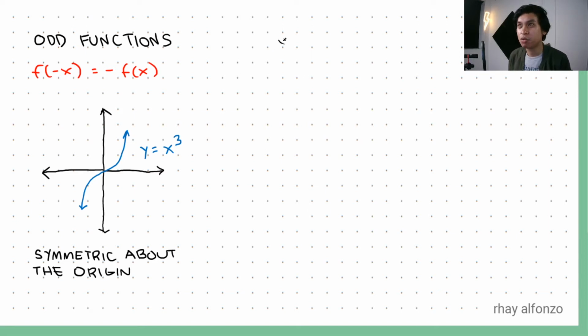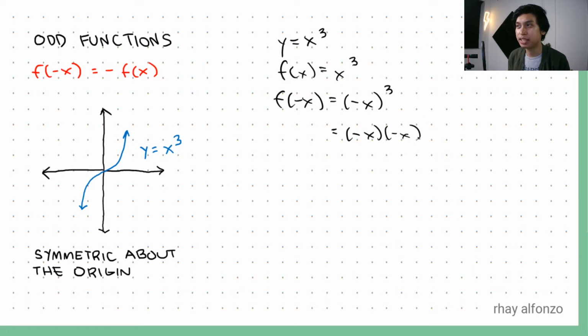We have y is equal to x cubed, or f of x is equal to x cubed. Then, f of negative x is equal to negative x quantity cubed, or we can rewrite this as negative x times negative x times negative x. So negative times negative is positive, times negative we have negative x cubed. So that is our f of negative x.